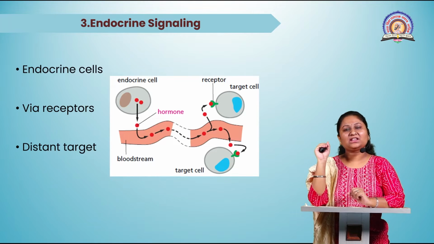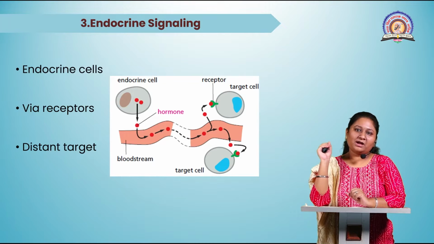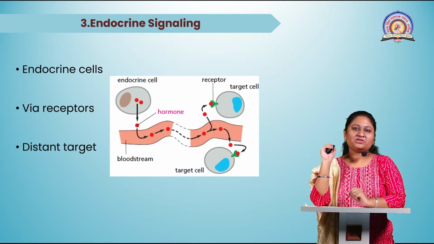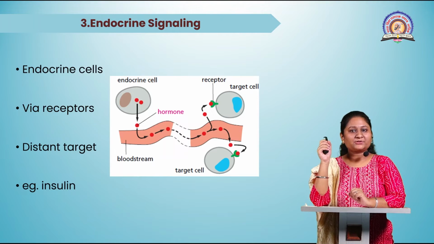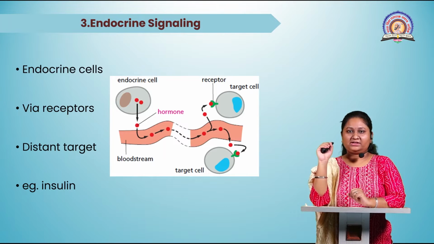Here we have seen that, based on the distance and on where the molecule goes and binds, there are three types of signaling: autocrine signaling, paracrine signaling, and endocrine signaling. In endocrine signaling, I forgot to mention the example. The example of endocrine signaling is again insulin. Insulin is directly released by the beta cells of the islets of Langerhans into the bloodstream, and it directly binds to the receptors of the targeted cells.